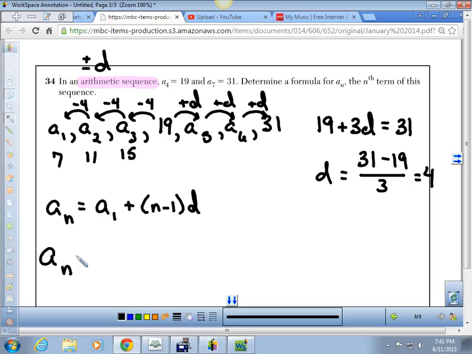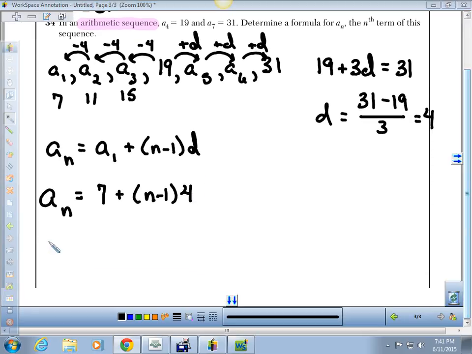Absolutely. Any term in this sequence, a sub n, is going to be equal to 7 plus n minus 1 times 4. And folks, do I need to go any farther than that? Will that give me full credit? It absolutely will. Can we simplify it if we want to? We absolutely can. What is 4 times n minus 1? 4n minus 4. Well, what's negative 4 plus 7? 4n plus 3.